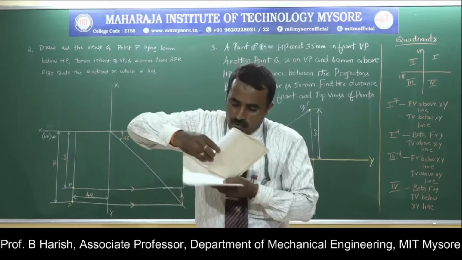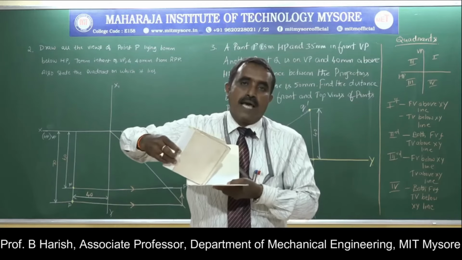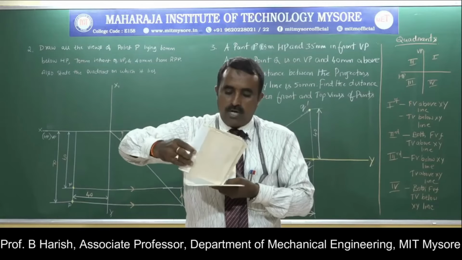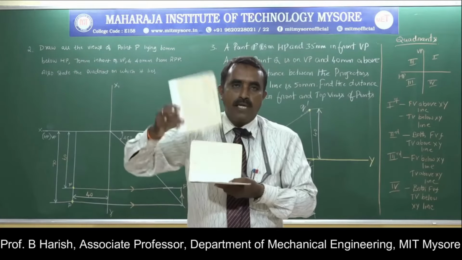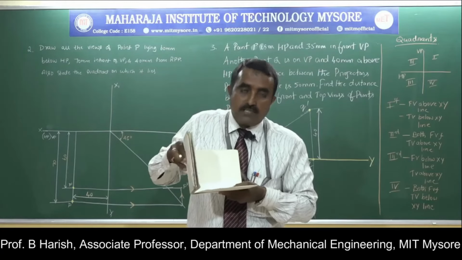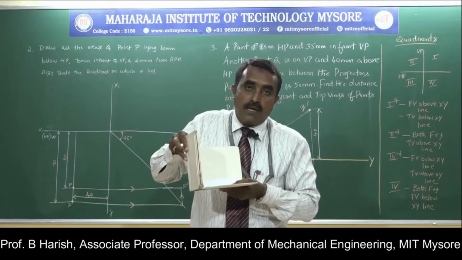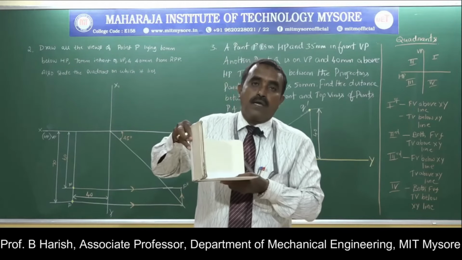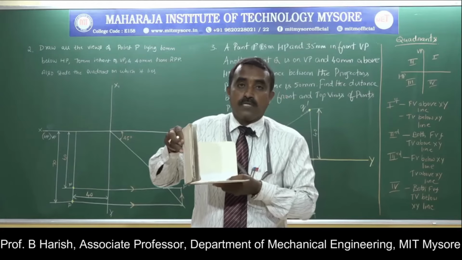Now the intersection of the horizontal and vertical planes is the XY line, which we saw in the previous problem. Similarly, with one more plane, I will have the intersection of this profile plane with this vertical plane. So how do we draw the projections?